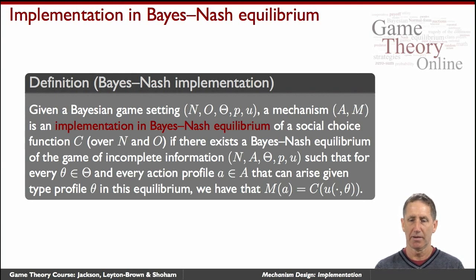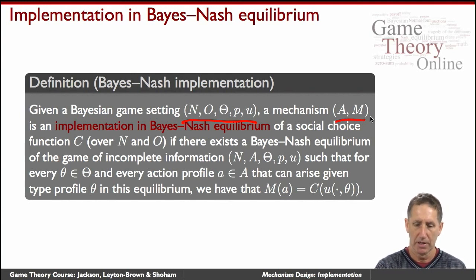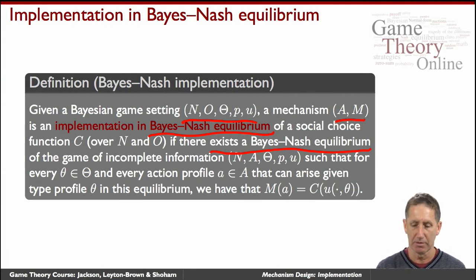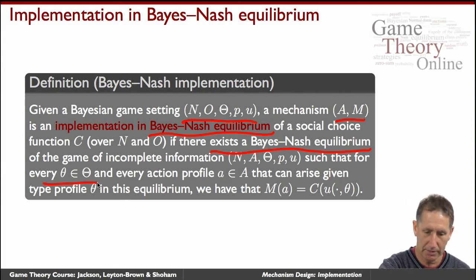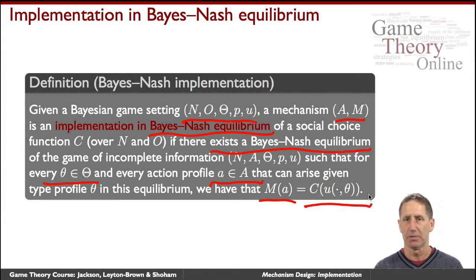And it is almost the same. We say that given this Bayesian game setting, we'll say that the mechanism implements the social choice function in a Bayes-Nash equilibrium as opposed to a dominant strategy equilibrium, if there exists a Bayes-Nash equilibrium of the game that results from the mechanism in the setting, such that for every type of agents and every action profile that can arise in this equilibrium, it's the case that the outcome defined by that action profile is the social choice function of the agents given their types.